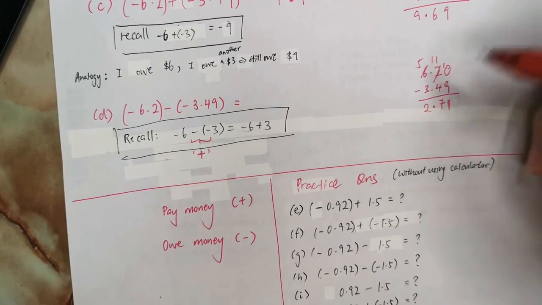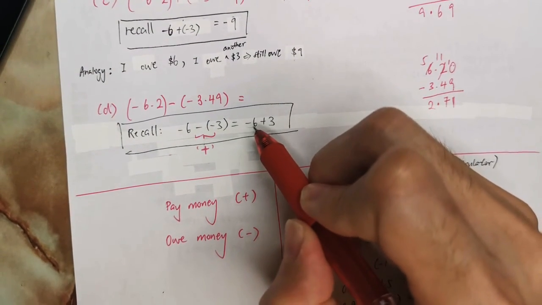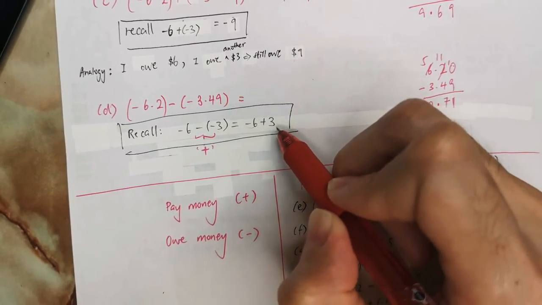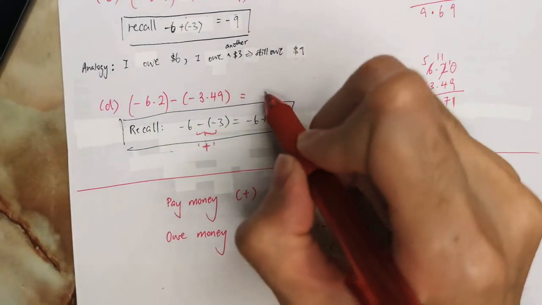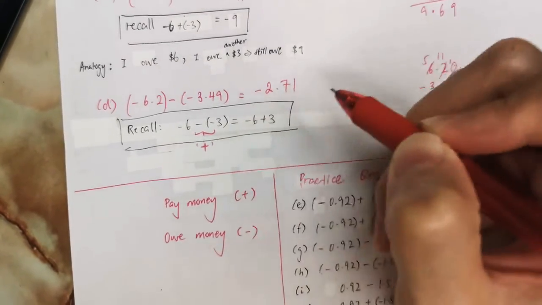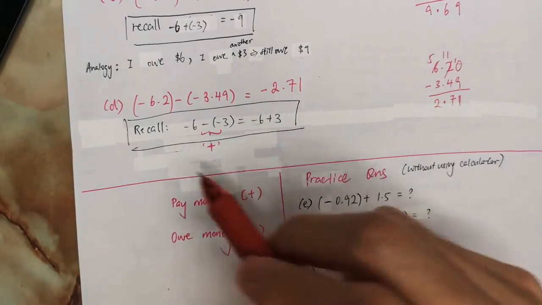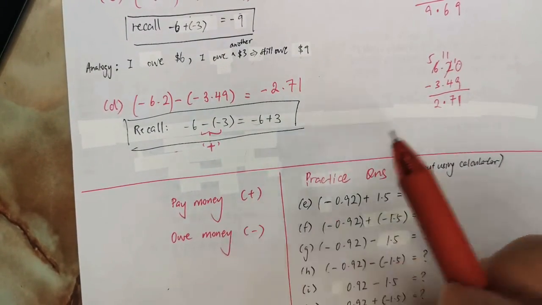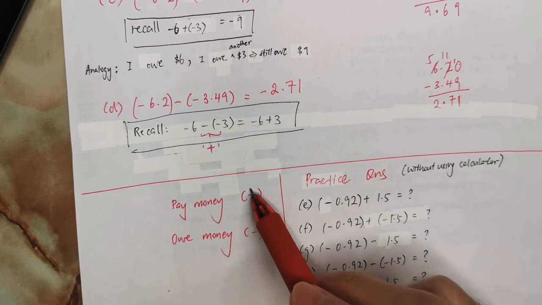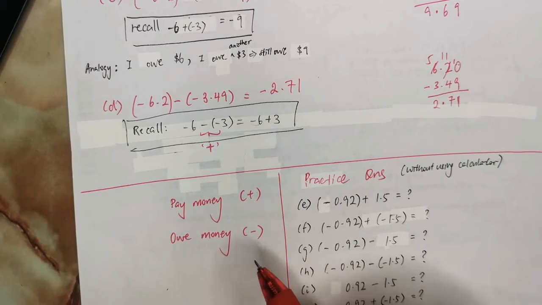So 2.71. I know that whenever I owe a person $6 and pay the person back $3, I still owe the person $3. So in this case, it's negative 2.71. It'll still be a negative number. Let's do a quick conclusion. Whenever I pay money, I can treat it as adding numbers, a plus. But whenever I owe the money, it'll be subtraction.